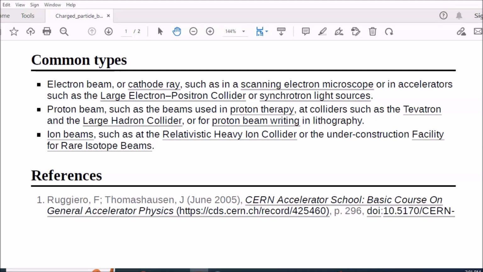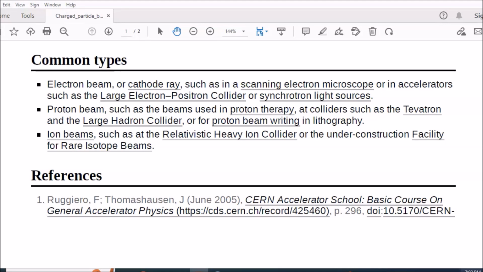Proton beams, such as the beams used in proton therapy at colliders such as the Tevatron and the Large Hadron Collider, or for proton beam writing and lithography. Now, this is another beam, but we're not going to be using this beam because these beams are not directed towards bunching things into existence. Ion beams, such as at the Relativistic Heavy Ion Collider or the under construction facility for rare isotope beams. So once again, this is another beam that we're not going to really be working with, but these are beams that can be manipulated inside particle accelerators.